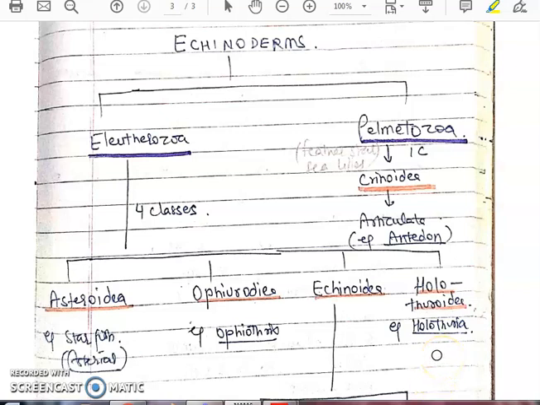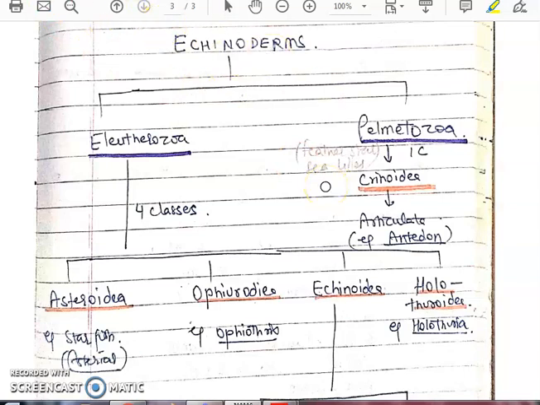Today we are going to study the different larvae that are found in echinoderms. Most of the echinoderms show indirect development, which includes one or more larval stages. So we will study these larvae according to the class. Let us revise the classification.